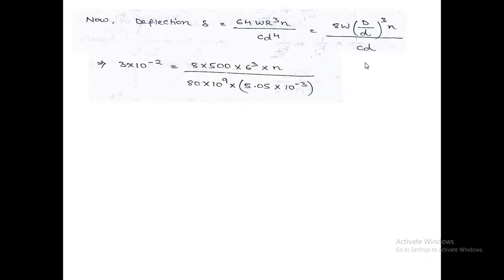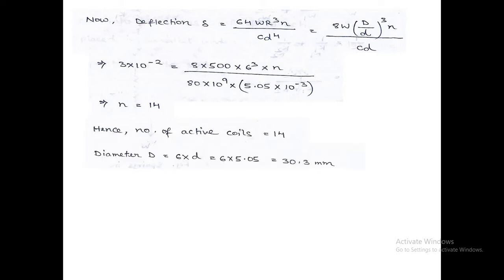Okay, so from here we put the value of delta as 3 into 10 to the power minus 2, G is 8, W is 500, capital D by small d is 6, so it will be 6 to the power 3 into N divided by capital C, which is given as 18 into 10 to the power 9, and this small d we have just found out as 0.05 into 10 to the power minus 3. Okay, so from here we get the value of N equal to 14, that is, the number of active coils will be 14.